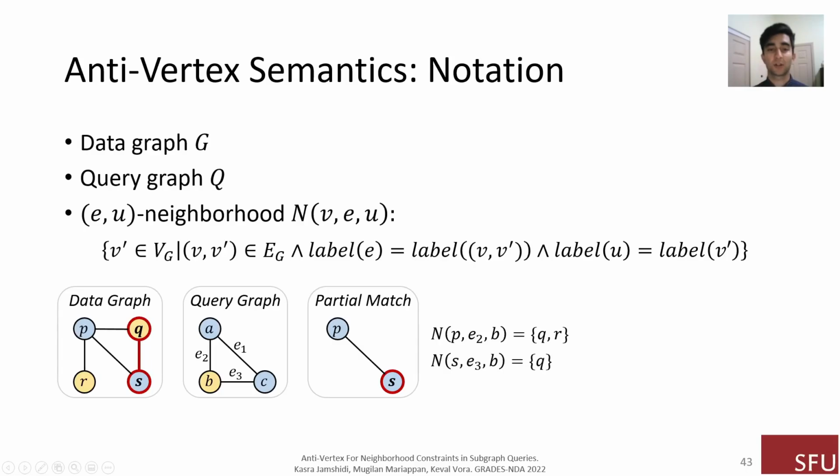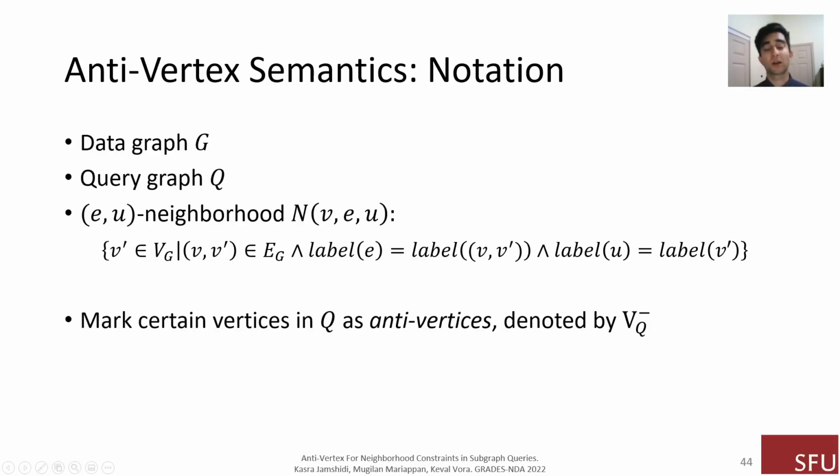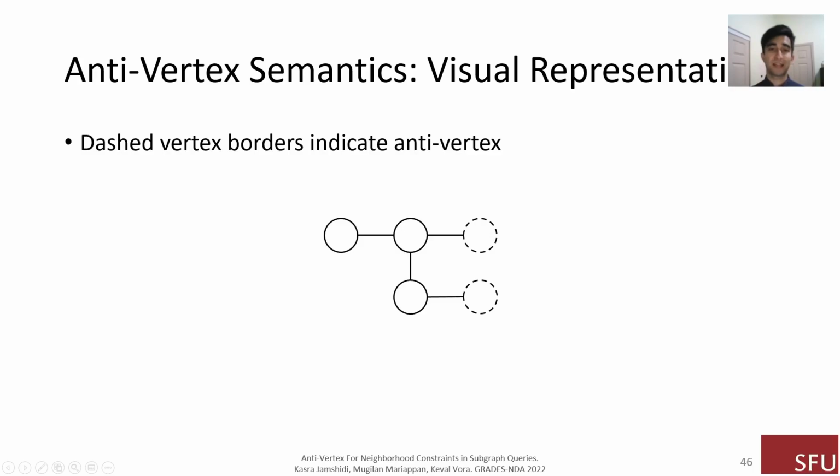To make the neighborhood constraints explicit, we're going to mark a set of vertices in Q as anti-vertices, denoted by VQ-. These should never be matched. The set of remaining vertices, which we call true vertices, are VQ+. Pictorially, we depict anti-vertices with dashed borders to distinguish them from true vertices. This visual language is helpful during analysis, programming, and debugging to visualize the exact structural constraints that are being applied.